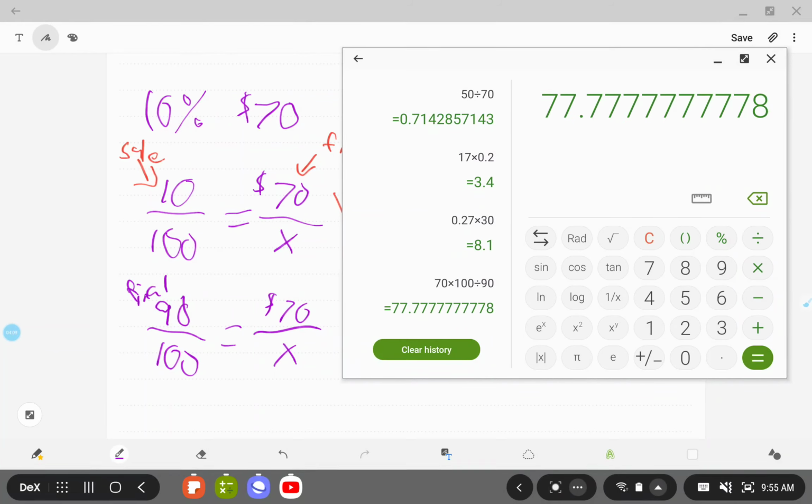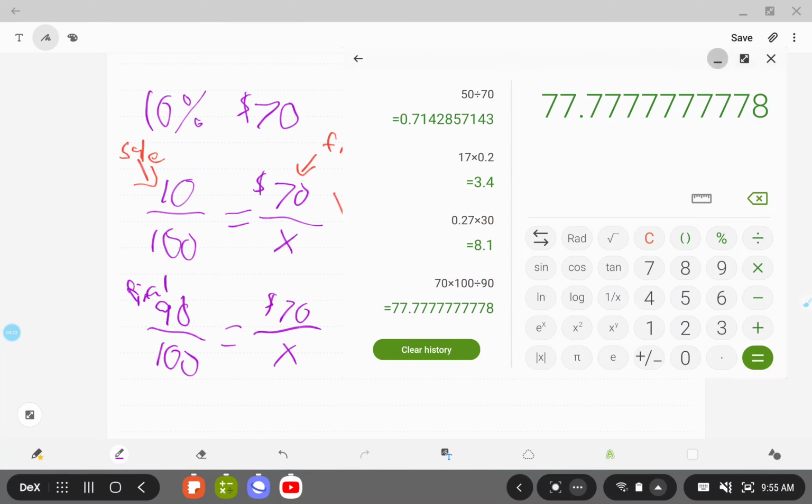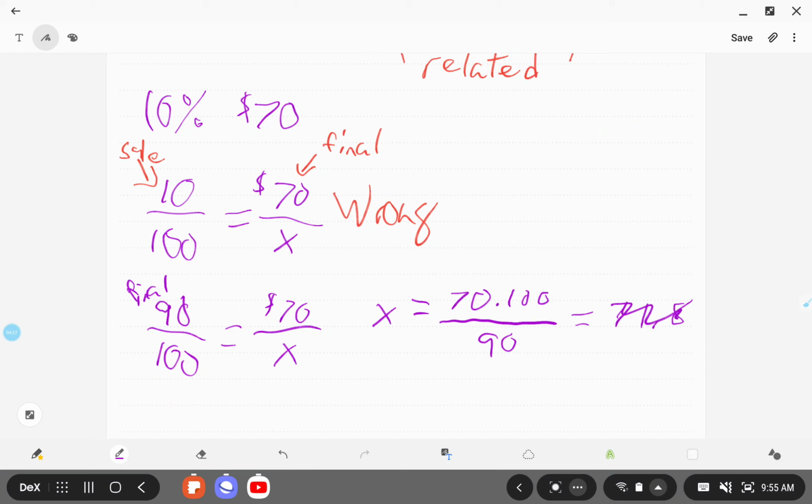So 71.777. Okay, I'm just going to round that to 71.8. So if it was 10% off, wait, was that really what we had? Oh, it's 77. Okay, I thought that didn't look right. Sorry. 77.8.